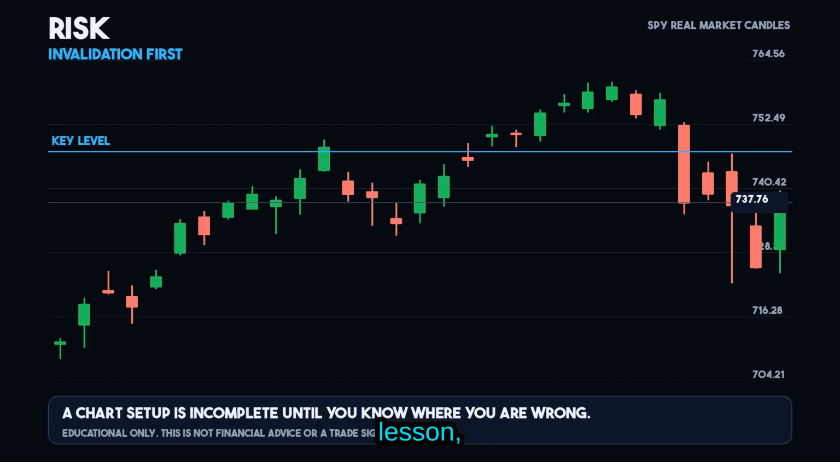By the end of this lesson, you'll finally understand the difference between gambling and professional risk-taking, a crucial distinction that'll separate you from many failed traders. You've learned how to read charts, understand basic patterns, and develop a trading plan. But what happens when you trade? The key to success is understanding risk, and that's what we're going to explore today.